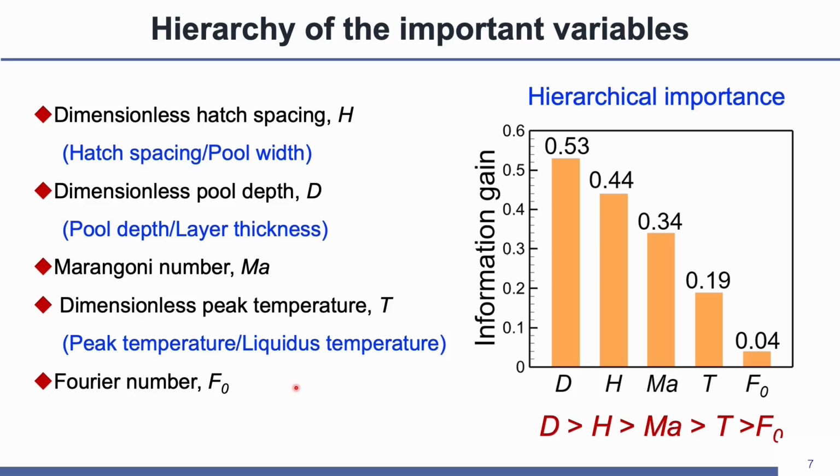Their hierarchical importance is estimated by the information gain. The results show that the dimensionless pore depth and dimensionless hatch spacing are the two most important variables among those five.